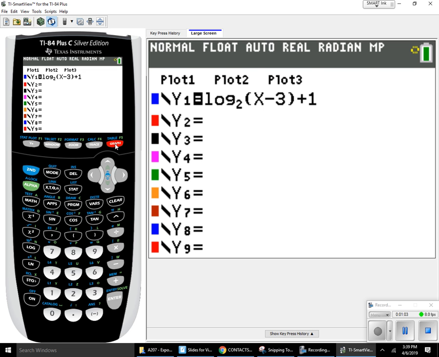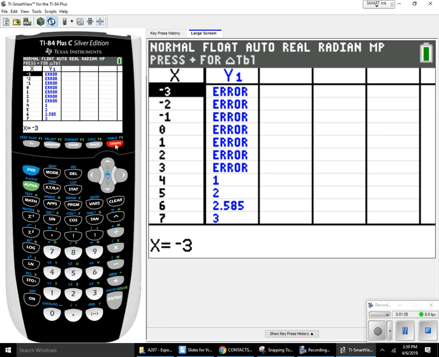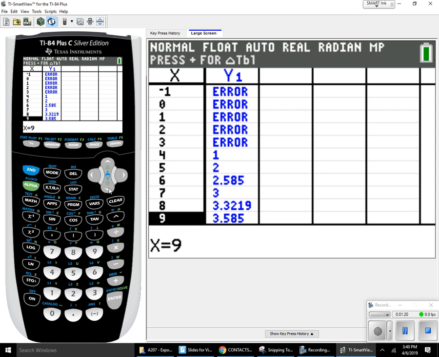Let's see what we get. We get a whole bunch of errors. No, we expected that. Keep in mind, we do not get a domain of all real numbers. We need to scroll down to find the ones that are actually allowed. Looks like I've got 3 good whole number points. Do I get one more? There we go. No, 11's not going to fit in our graph though.